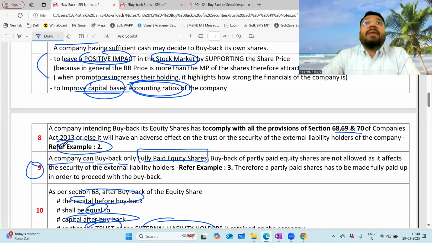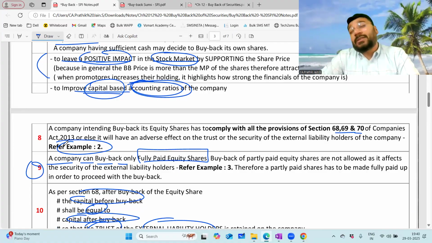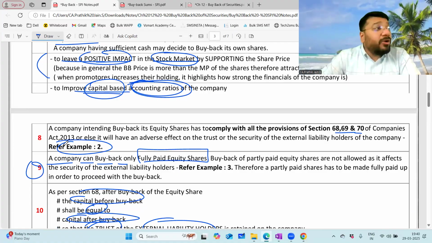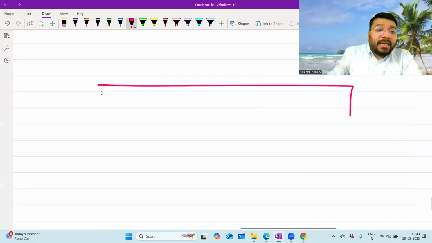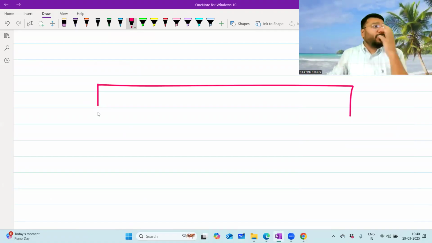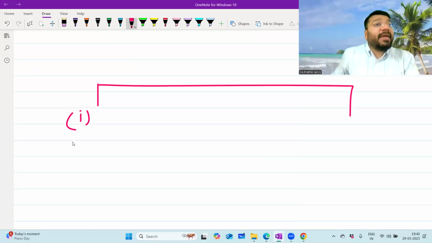Okay. Can I buy back the partly paid? Sorry, when can I buy back the partly paid equity shares? No. If it is partly paid, you have to make it fully paid. So for the purpose of making it fully paid, how many options are there? For partly paid-up shares, to make them fully paid up, there are two options. What is the first option? Make the call money due.